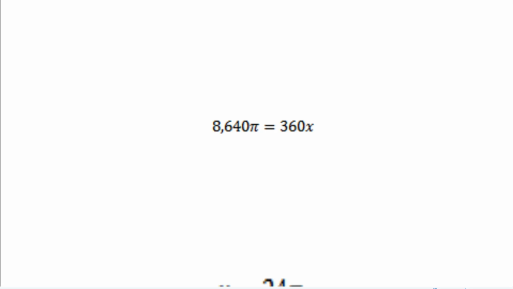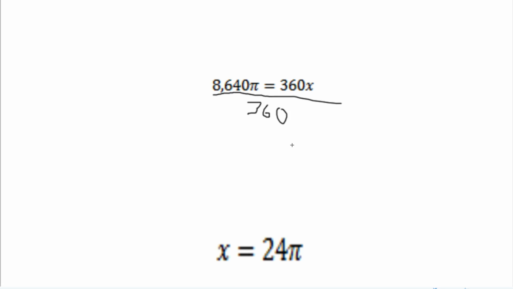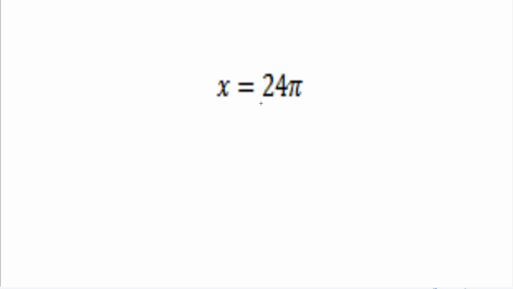Just like in arc length, you must divide 8,640 pi by the 360, which will leave you with x equals the number that you are trying to solve for. Once you have divided by 360, your answer for this diagram will be x equals 24 pi. 24 pi is the area of that sector area that we are attempting to find in that diagram.